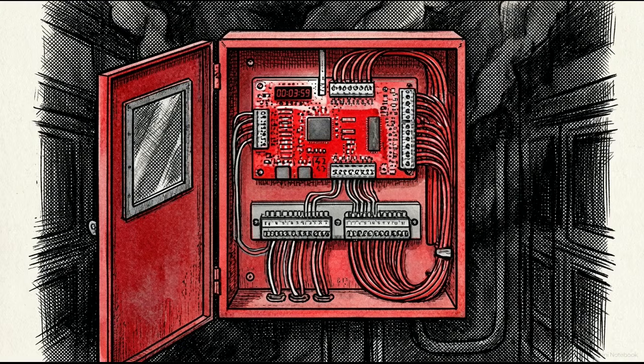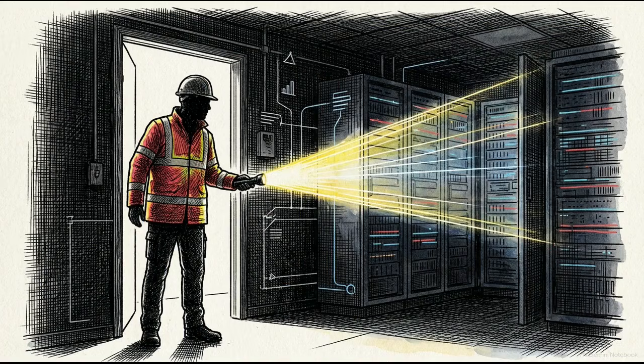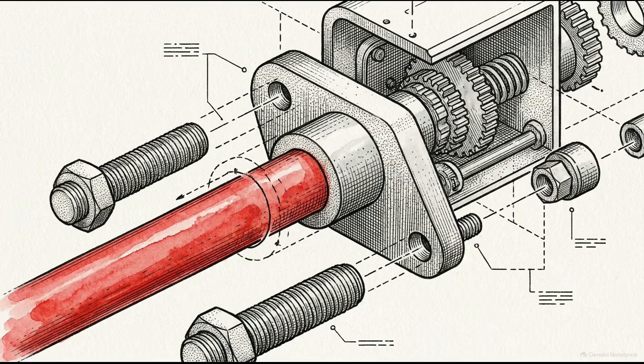This graphic highlights the quarantine and recovery phase. Managing the physical aftermath of a release remotely presents extreme danger. Operators are physically barred from using a digital dashboard to reset an energy storage system thermal event or to abort a suppression sequence. Safe re-entry, ventilation, and re-energization require a named authority to physically clear the space on site. When digital networks fail, strict adherence to hardwired physical logic stands between containment and catastrophe.